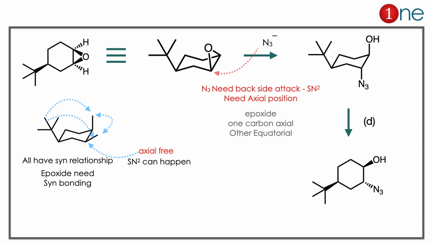So if you draw nicely in 2 dimensions, the answer is D. OH and N3 are trans to each other, where the tertiary butyl group is above the plane. The concept you have to learn here is that the epoxide requires axial and equatorial positions because it forms a syn kind of bonding. SN2 reaction requires backside attack, so where the axial position is free, SN2 happens.